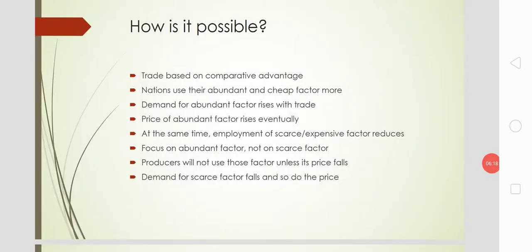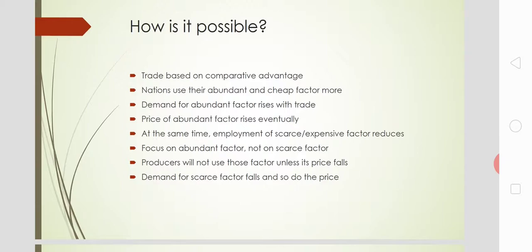So to speak, the demand for abundant factors will increase, and so will the price. Similarly, the demand for scarce factors will come down, and so will the price of scarce factors. After specialization, more of the commodities on which the nation has the comparative advantage will be produced. That means the abundant factors will be in higher demand. Its price will increase as more and more abundant factors are employed.